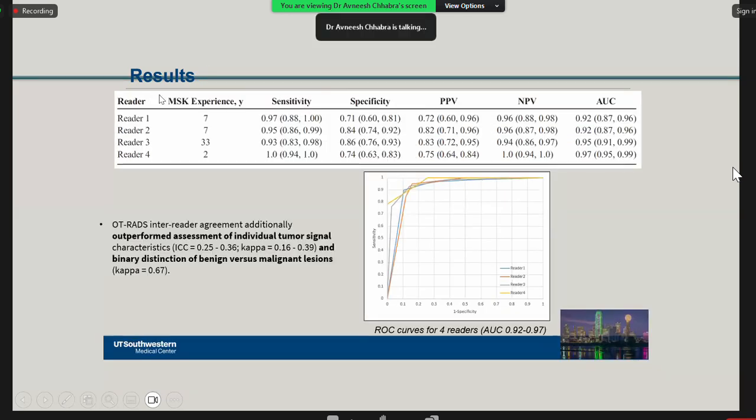And these are the accuracies for 4 readers. They are the experience level. One was 33 years of radiology experience, one had 2 years of experience. So we had wide experience levels, but everybody did quite well. It's 0.92, 0.92. In fact, 33 years of experience was 0.95, and then the 2 are 0.97. So not bad. So these are the ROC curves. So it significantly outperformed individual tumor signal characteristics and binary distinction of benign versus malignant.